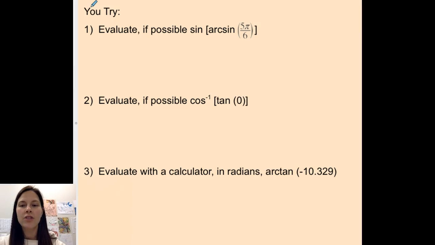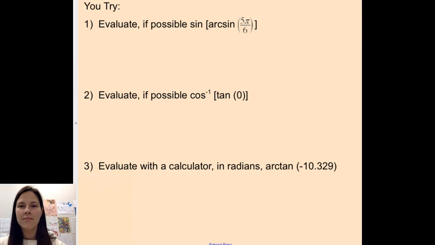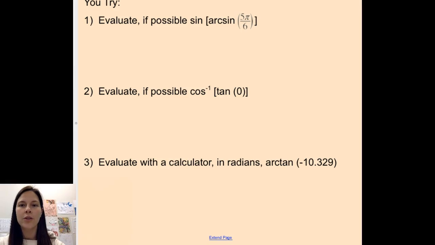You have 3 U-try questions. The first 2 are similar to the notes. The third one is evaluating with your calculator the arctangent or tangent inverse, and make sure you're in radian mode.